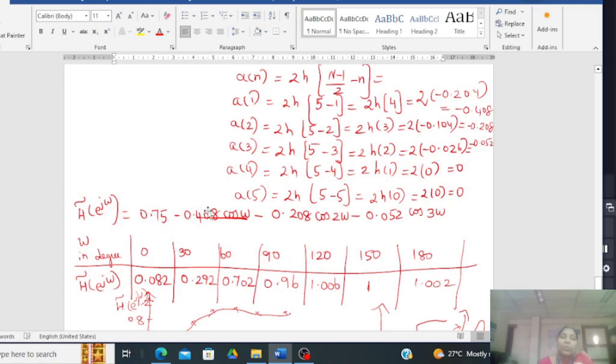So when you substitute omega as 0, you will get the value as 0.082. When you substitute the omega value as 30 in this equation, you will get 0.292. Similarly, you have to calculate till 180.